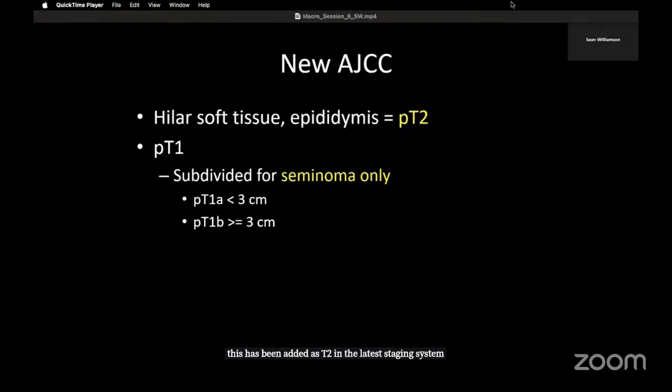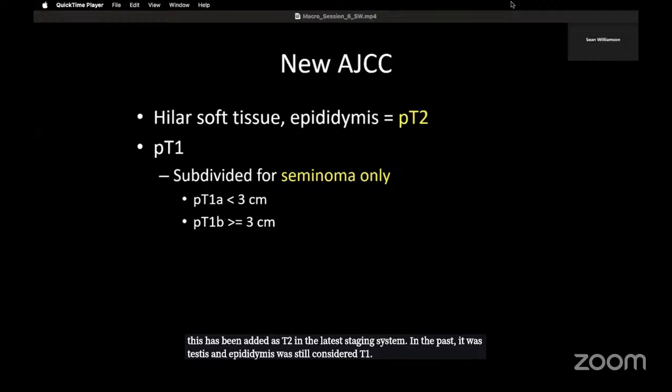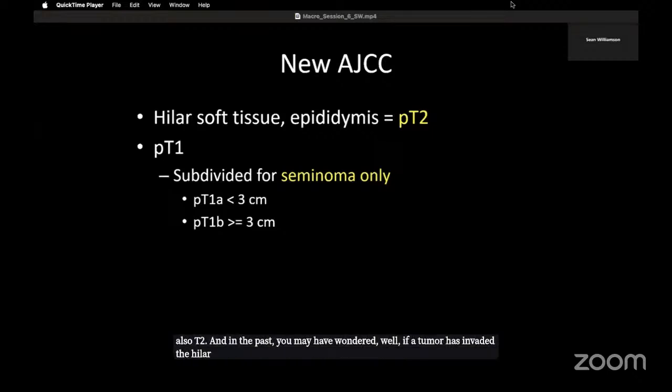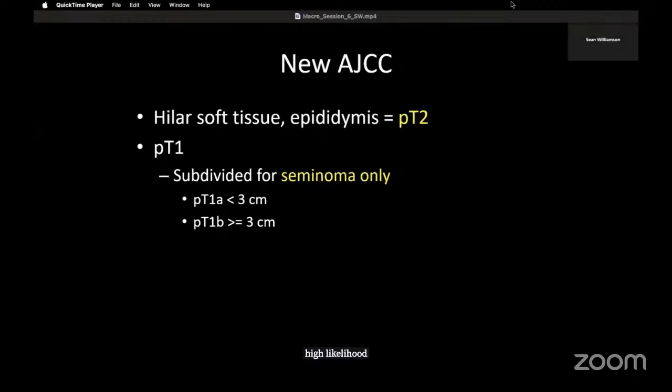In the past, testis and epididymis was still considered T1, but now in the latest staging system, hilar soft tissue or epididymis invasion is also considered T2. And in the past, you may have wondered, well, if a tumor has invaded the hilar soft tissue or the epididymis, there's probably a high likelihood that it has vascular invasion somewhere in there. And so this locks that in a bit more rigidly, that the tumor is definitely T2 if it invades the hilar soft tissue.